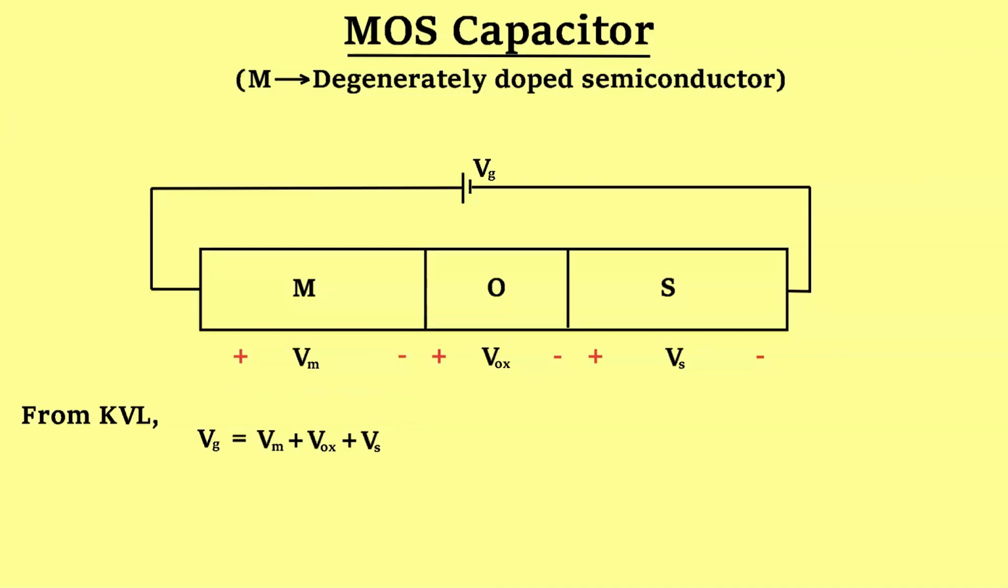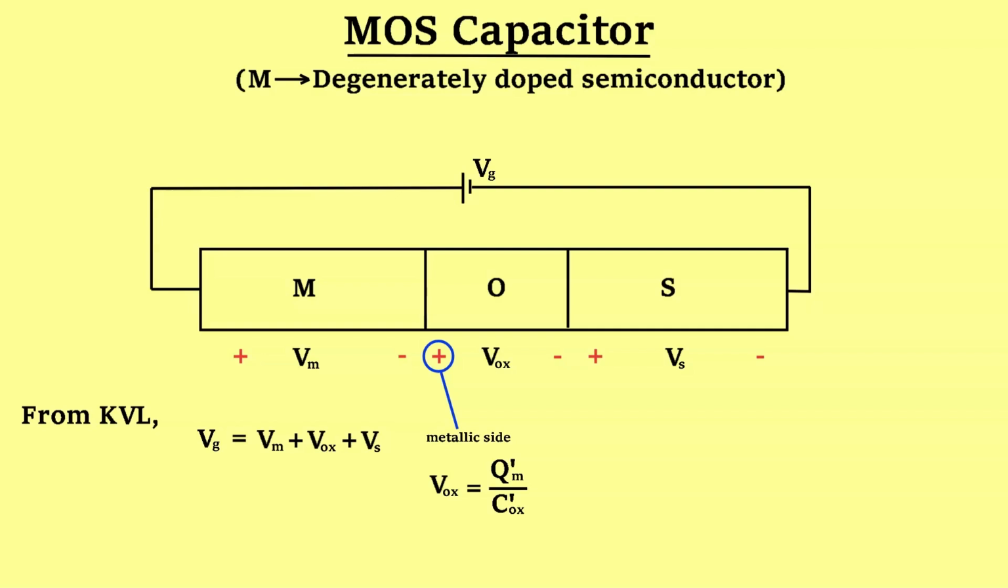Consider this very simple configuration, in which from KVL we can simply say the gate voltage is equal to the voltage drop across the metal, plus the voltage drop across the oxide, plus the voltage drop across the semiconductor. But observe it very carefully. This equation from KVL is valid for the voltage drops as per the shown polarity. If we consider the voltage drop across the oxide, we can see the positive side lies on the metallic side. Therefore, to find the value of the voltage drop within the oxide that should be put in this KVL equation, we have to find the voltage drop in terms of charge on the metallic side.